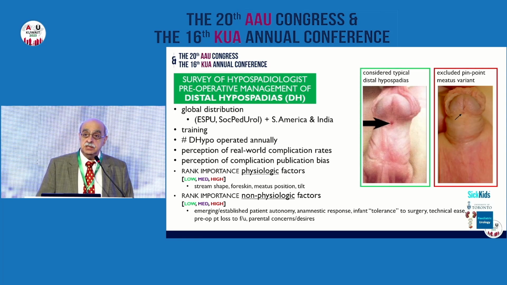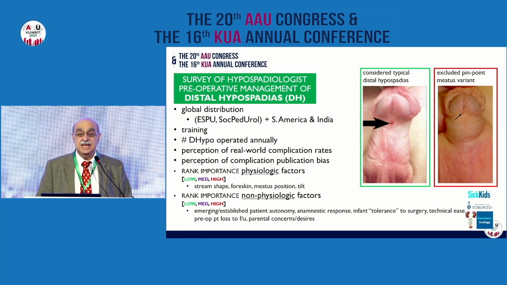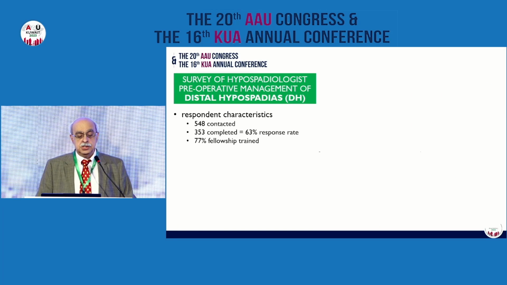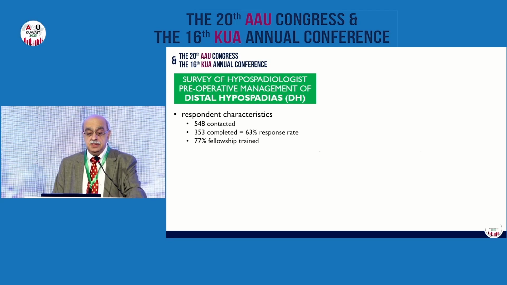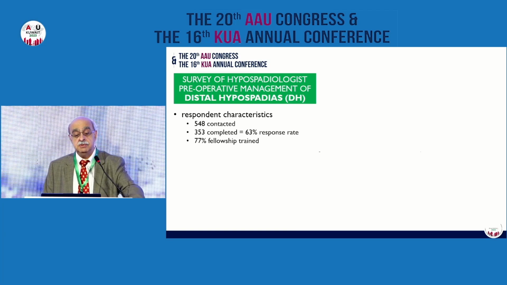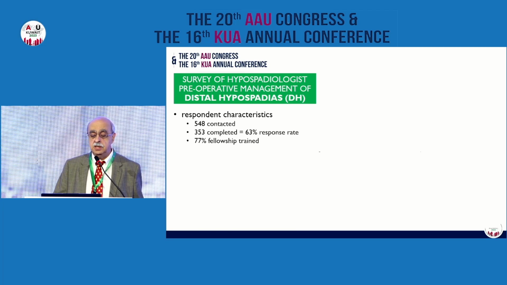We asked them to consider these two forms of hypospadias, particularly the one in green on the left, this subcoronal variety, and to exclude the pinpoint meatus variety I mentioned earlier in their answering. So just to show you, it was a fairly well responded survey. 550 people were contacted, and we had a response rate of 63%, which is considered very strong in a survey of this nature.